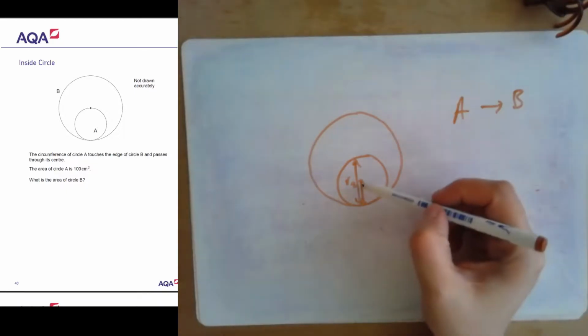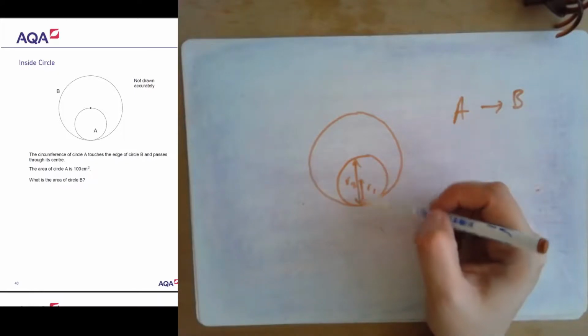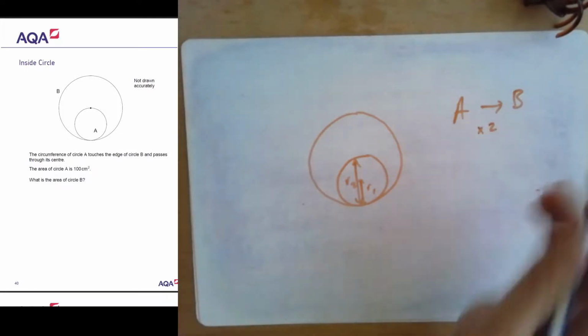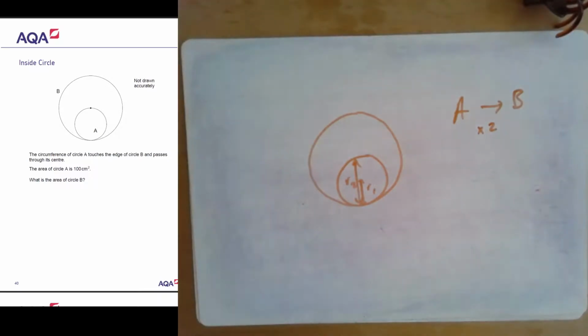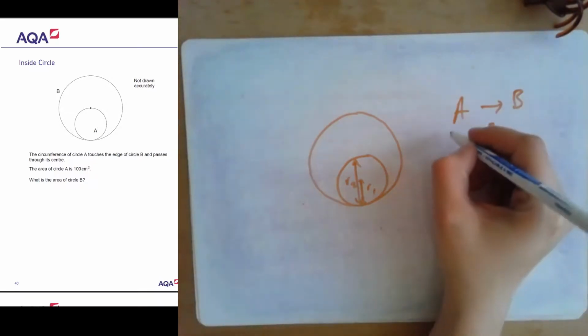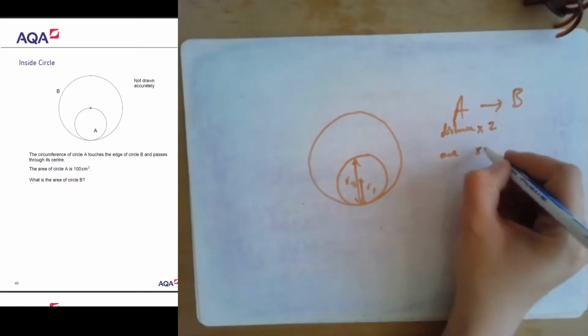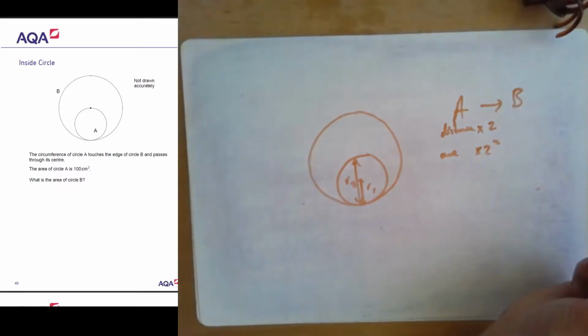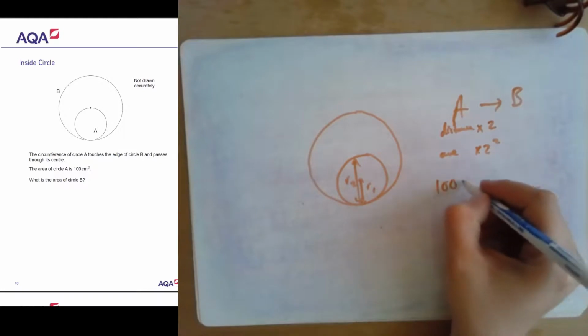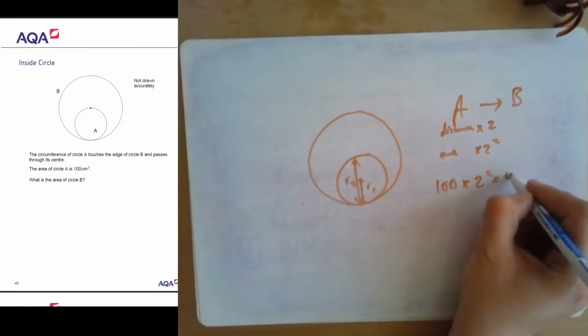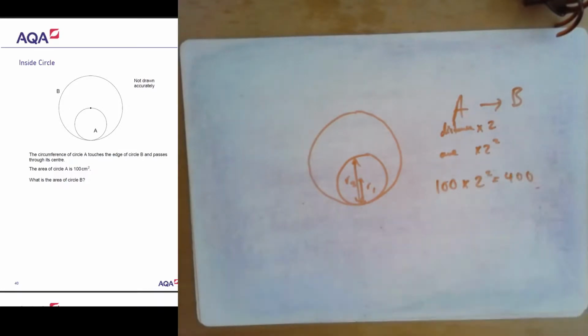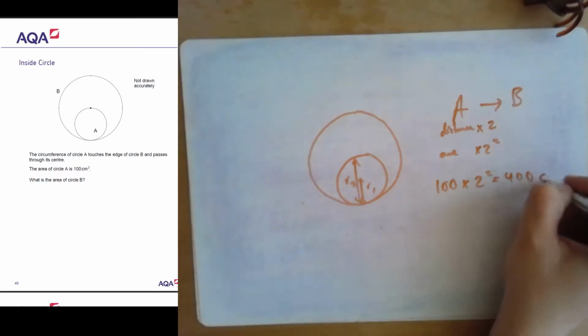Okay, but because of my scale factor, I've got a radius here, and this radius is double this one. So my scale factor is times 2 when it comes to distance. So if this is my distance, what do you think my area is? It's times 2 squared. Okay, so 100 times 2 squared would be 400 centimeters squared.